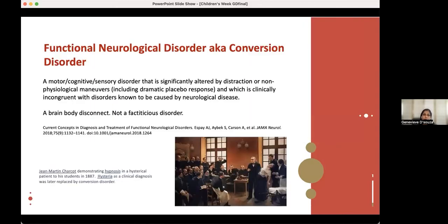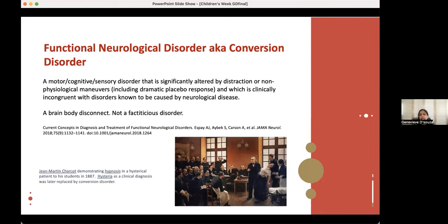We also get frequent consults for functional neurologic disorder, also known as conversion disorder. What is functional neurologic disorder? It's a motor, cognitive, or sensory disorder that can be altered by distraction or a non-physiologic maneuver, which is clinically incongruent with disorders known to be caused by neurologic disease.